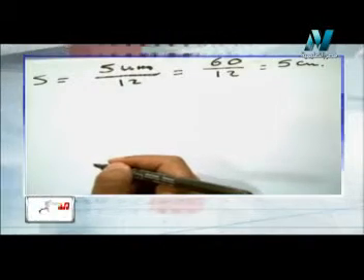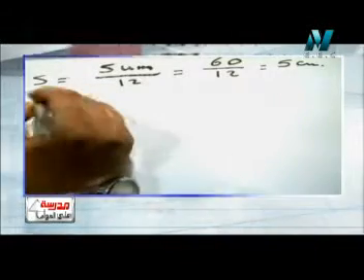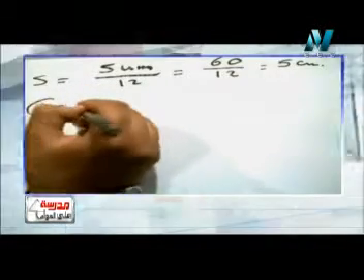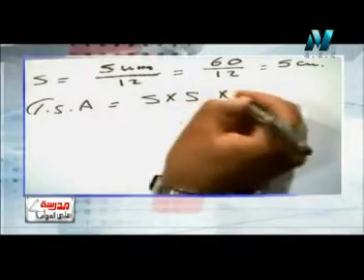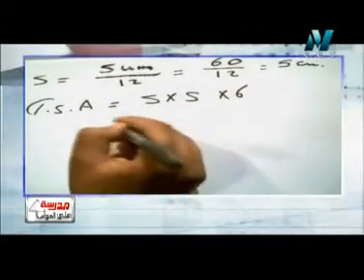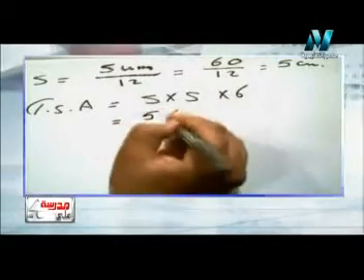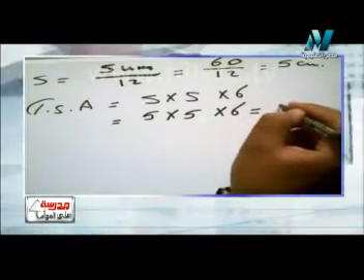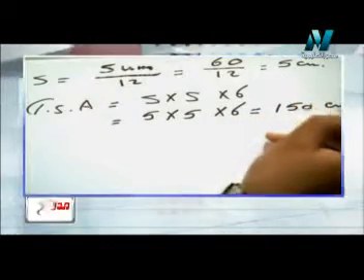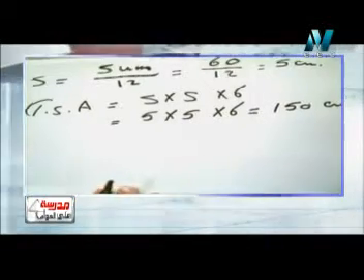Then we know the total surface area equals side times side times 6, and we have the side length is 5. 5 times 5 times 6 equals 150 centimeter square.